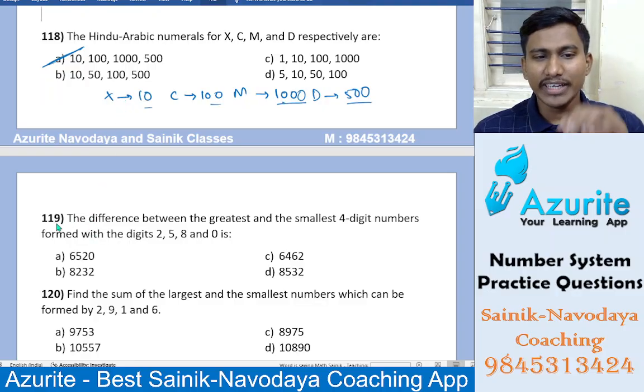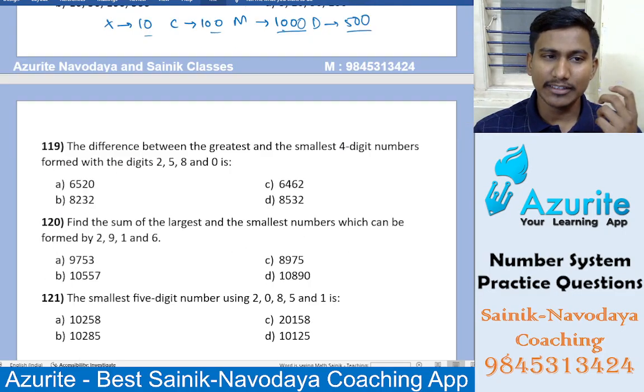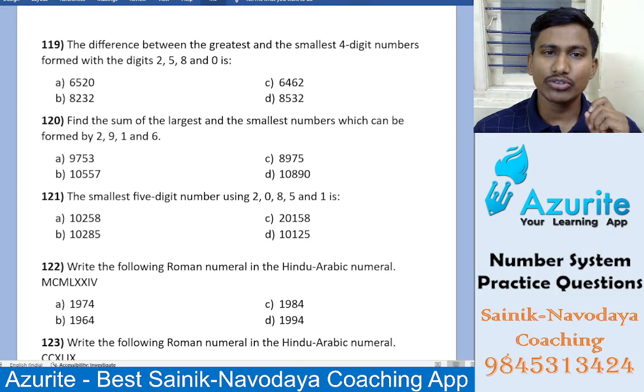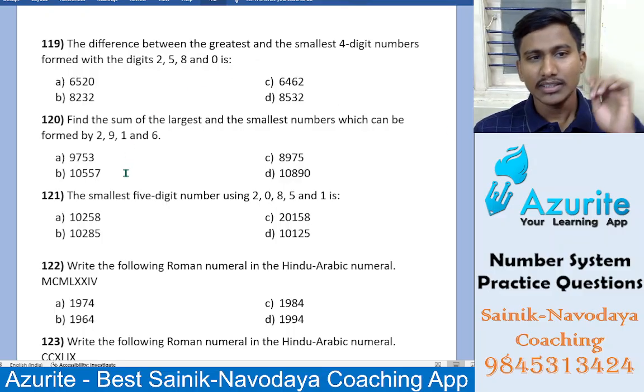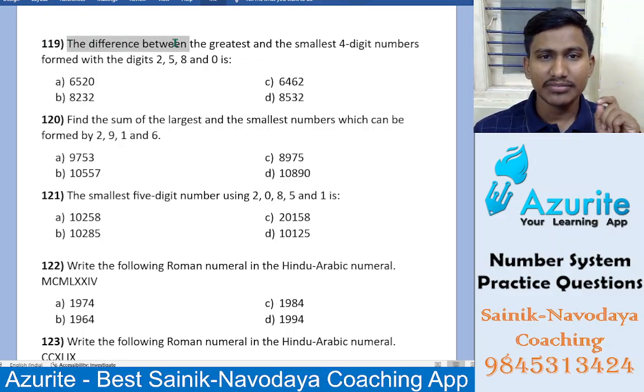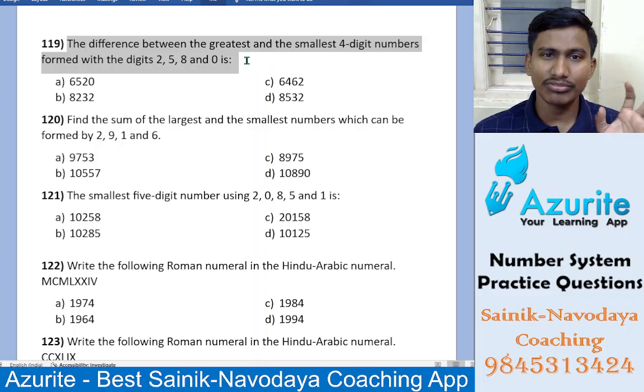Now let's go to the next, that is question 119. If you see question 119, they are asking for the difference between the greatest and the smallest 4-digit number formed with the digits 2, 5, 8 and 0. Yes, so how do we find the answer for this? See here, the difference between the greatest and the smallest 4-digit number formed with these digits.